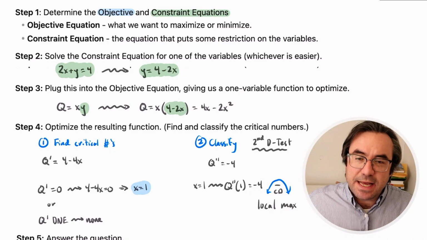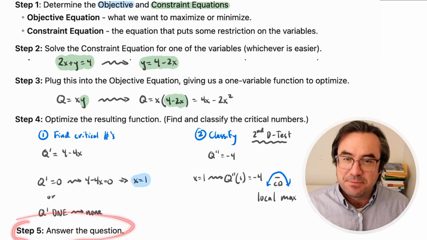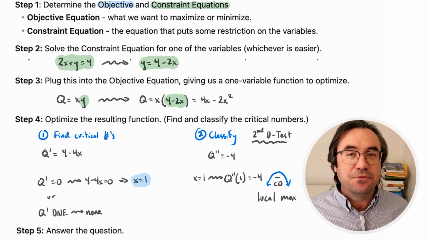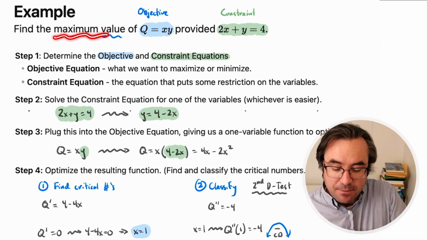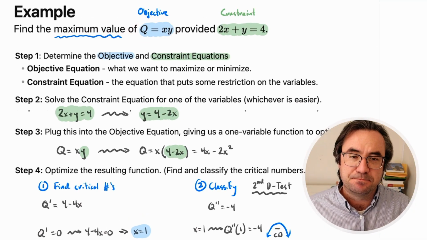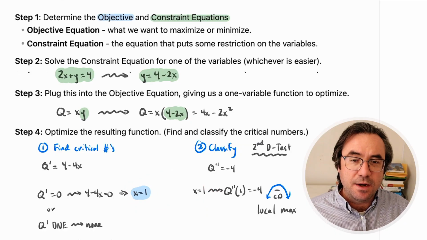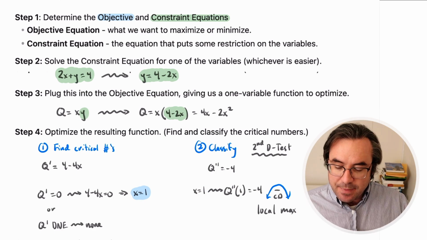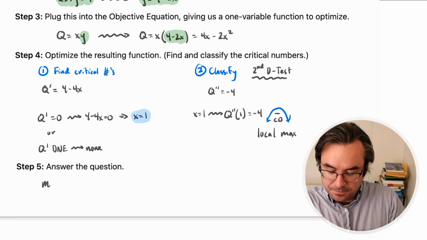So we just want to make sure in the last step that we actually answer the question. It might sound obvious, but you just want to make sure you're figuring out what the question is asking you to figure out. So if we go back, what did we want to find? We wanted to find the max value of this function. So we found where the max happens. That's what this x equals 1 is. And we know that we do indeed have a maximum. So to get the max value, we're going to evaluate the function. So we want the max value of q.